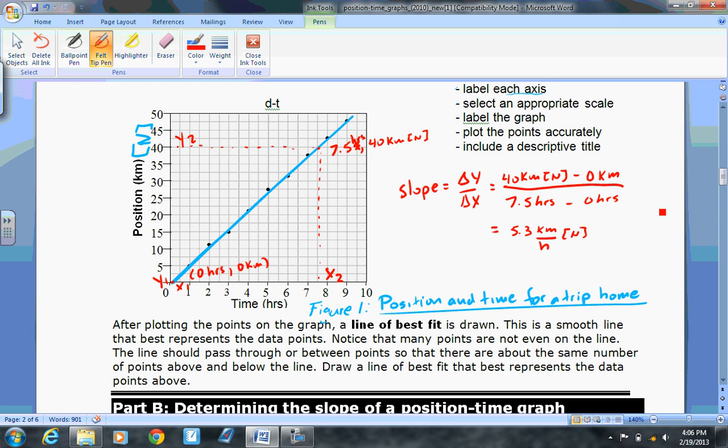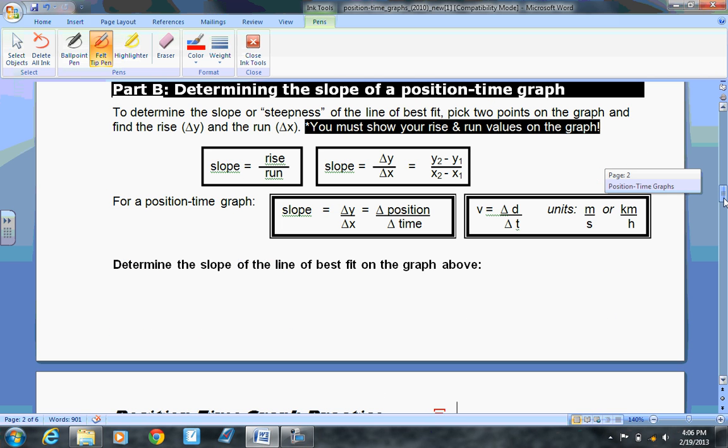And if you just go to the bottom now, let's scroll to the bottom of this page, this is exactly what you're going through. So the steepness or the slope of the line, what it represents is the velocity. So I'm going to put this down here. So the slope of a position time graph is your velocity.